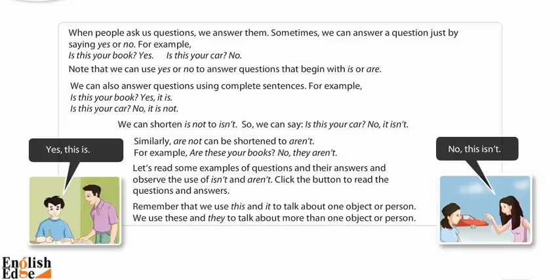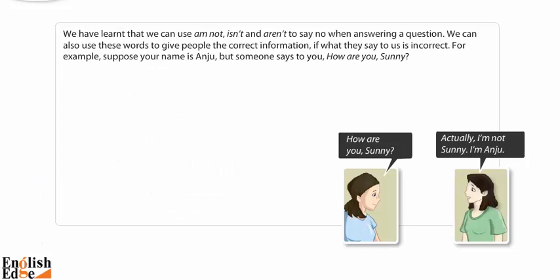Click the button to read the questions and answers. Remember that we use this and it to talk about one object or person. We use these and they to talk about more than one object or person. We have learned that we can use am not, isn't, and aren't to say no when answering a question. We can also use these words to give people the correct information if what they say to us is incorrect.